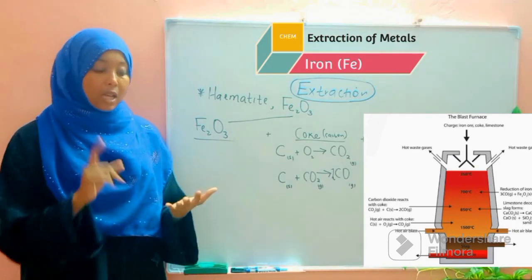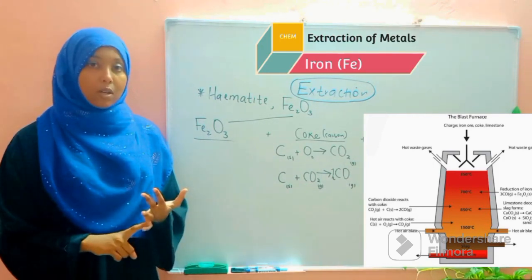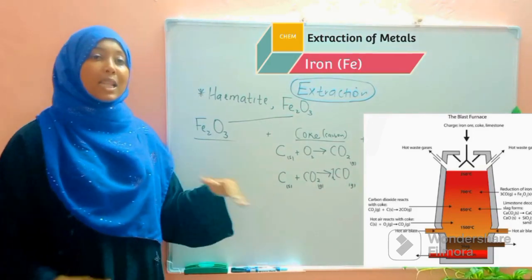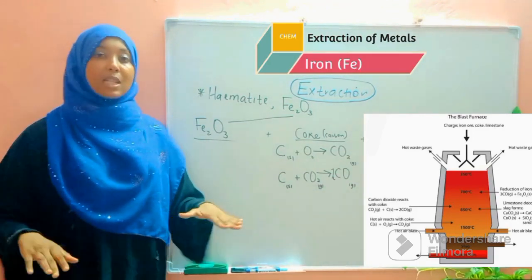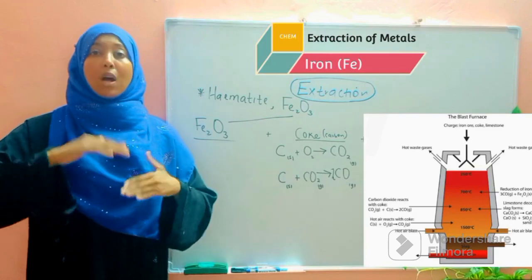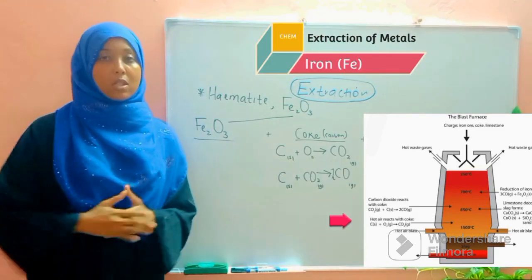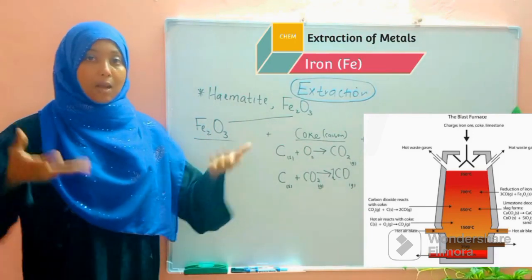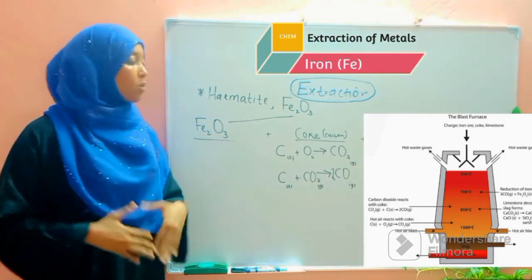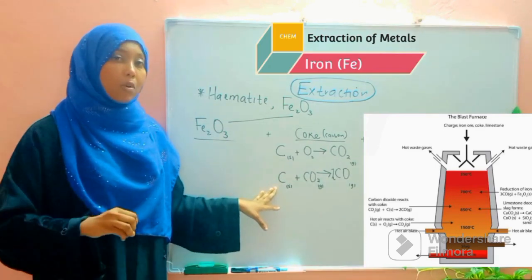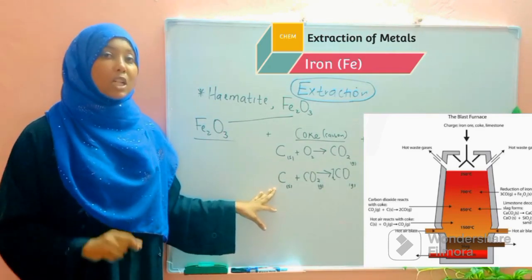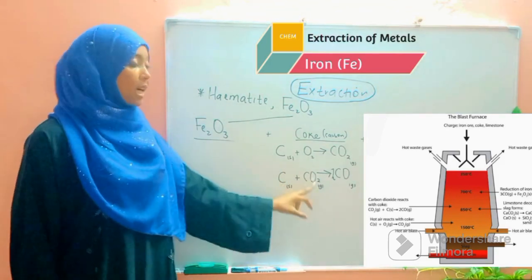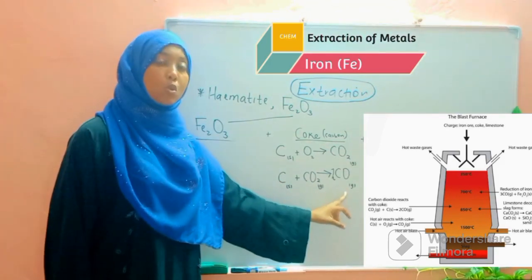So you find that because of the presence of the blast of hot air, plus the heat energy that is released from this reaction, the temperatures on the lower part of the furnace are usually extremely high. They go as high as 1600 degrees Celsius. Now, carbon 4 oxide, being a gas, rises up. So when it rises up, it encounters hot, unreacted carbon. So carbon in this case acts as a reducing agent. It reduces the carbon 4 oxide to carbon 2 oxide.